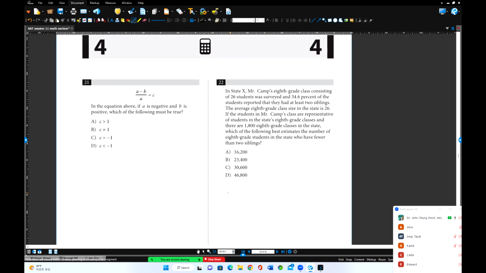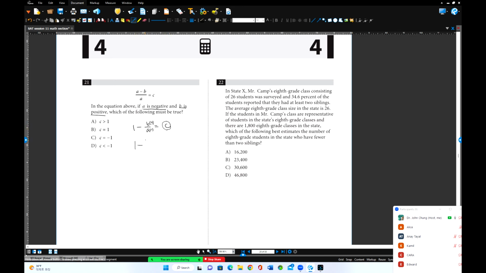All right, number 21. In the equation above, A is negative, B is positive. Which of the following must be true? Okay, A is negative, B is positive. Okay, a little separate is better, right? A over A is 1, B over A equals C. You know that A is negative, B is positive. So which of the following is true about the C over here?